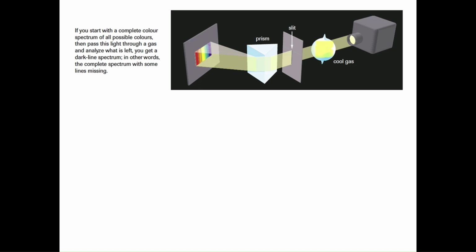This is a continuous spectrum that we're passing through the gas. It is a spectrum that has the full rainbow. It is pure white light. And it's coming from a source that's producing that white light.